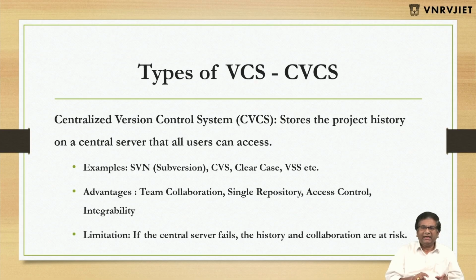So the centralized version control system takes care of those things, and there are a very good number of centralized version control systems available. For example, Subversion, CVS, ClearCase, VSS, Visual Source Safe, which is from Microsoft. So there are so many centralized version control systems. The advantage is team collaboration. The centralized version control system, CVCS, does provide a collaborative way of checking in files.